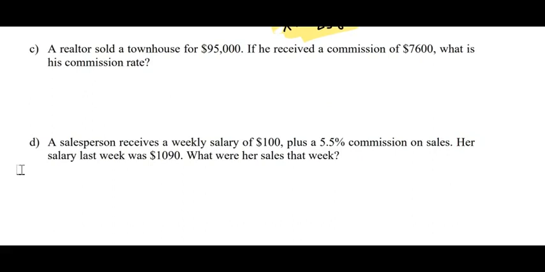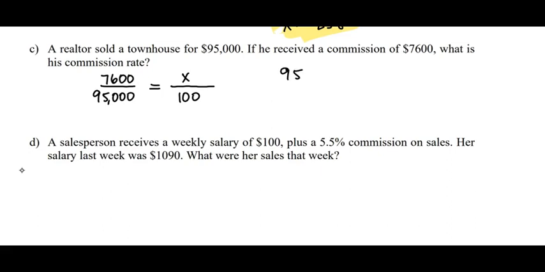A realtor sold a townhouse for $95,000. If he received a commission of $7,600, what is his commission rate? So let's go ahead and set up our proportion. 100. We do not know the commission rate. We do know that the total was $95,000. Okay, so of the price or of the sale, and then the commission is $7,600.